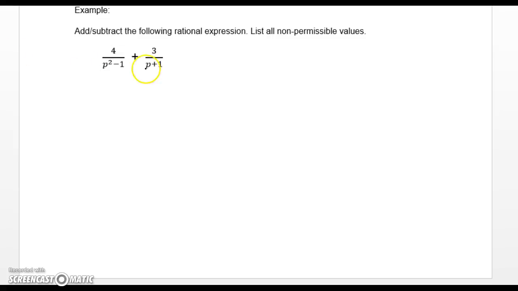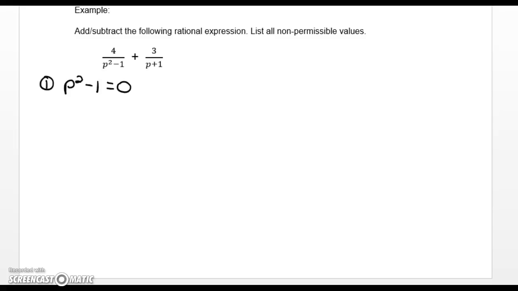Here we're looking at adding, so we just want to look at our denominators. What values would make that whole denominator equal to 0? We have to consider both fractions. Our first one is p squared minus 1, and we want to set that equal to 0, so we find all the values that would make that 0.